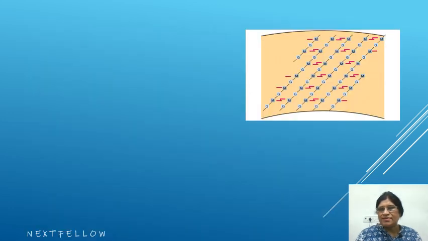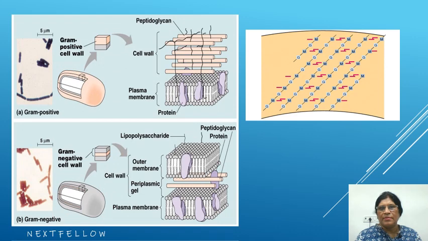Now, you can see these cross linkages here, and here I will be showing you the main differences between the gram-positive cell wall and the gram-negative cell wall. Now, this is the plasma membrane I talked about. There is a periplasmic space. Then this is the outer membrane. Okay, and this is the LPS, that is lipopolysaccharide. Whereas here in gram-positive organisms, you can see the plasma membrane. There is no periplasmic space, and this is the peptidoglycan.